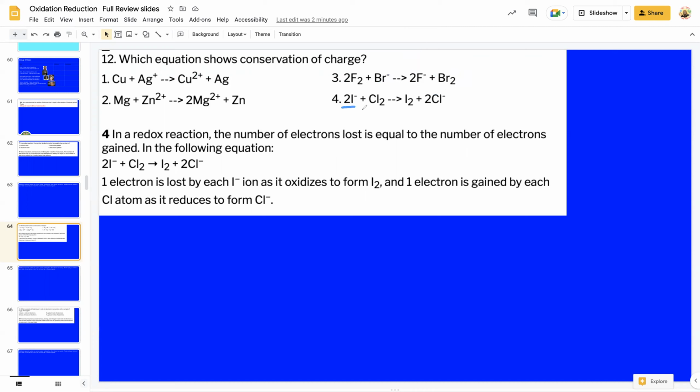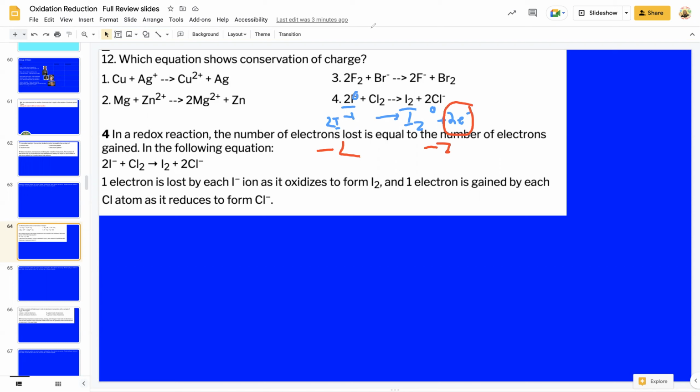Let's try number 4. So 2 iodines, so that's -2, because there's 2 of them, and it becomes I2. Right, so I2 is 0. So that means this had to gain 2 electrons to become -2, or 2I⁻. Right, let me erase this so it's more clear here. That one should work. There we go. So this will be -1 times 2, which equals -2 total. So -2 on the left side, and then I have -2 on the right side from these 2 electrons.